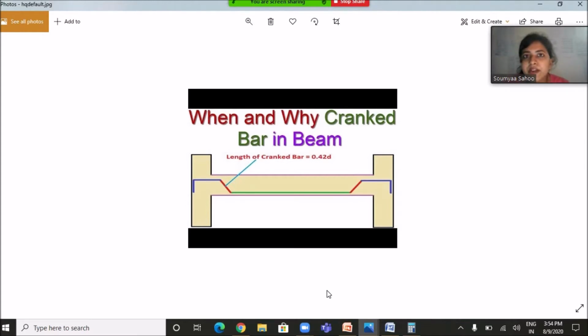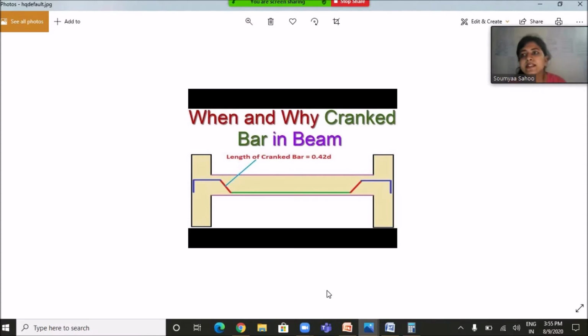And why are hooks provided? Main reinforcements are provided with sufficient extension length considering the safety against bond failure, and this extension length is at least equal to the development length. But in case it is less than the development length, then anchorages like hooks are provided.